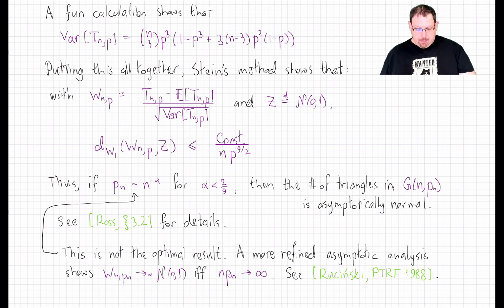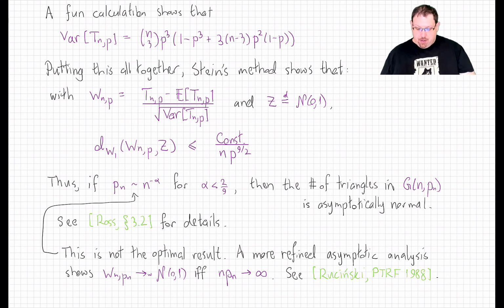So, for example, if we choose our p_n to decay at a rate like 1 over n to the alpha for some positive power alpha, then this shows that if that power alpha is small enough, less than 2/9, then this will go to 0, which means that the number of triangles will satisfy a central limit theorem. Its standardized form will converge in distribution to a standard normal at a polynomial rate. Now, I just want to point out that this is not the optimal result.